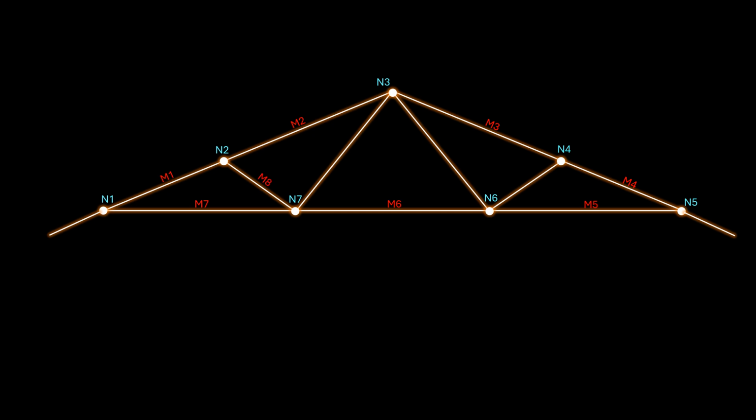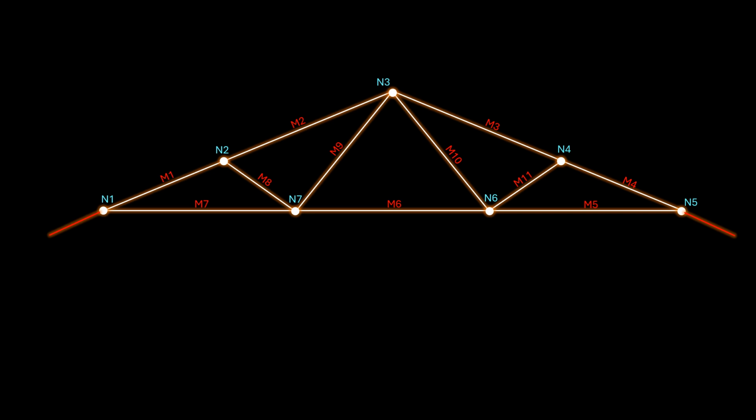Member 8 extends from Node 2 to Node 7. Member 9 extends from Node 7 to Node 3. Member 10 extends from Node 3 to Node 6. Member 11 extends from Node 6 to Node 4. The eaves members will not have axial load, but we will consider the vertical load they are supporting as acting on Node 1 and Node 5.